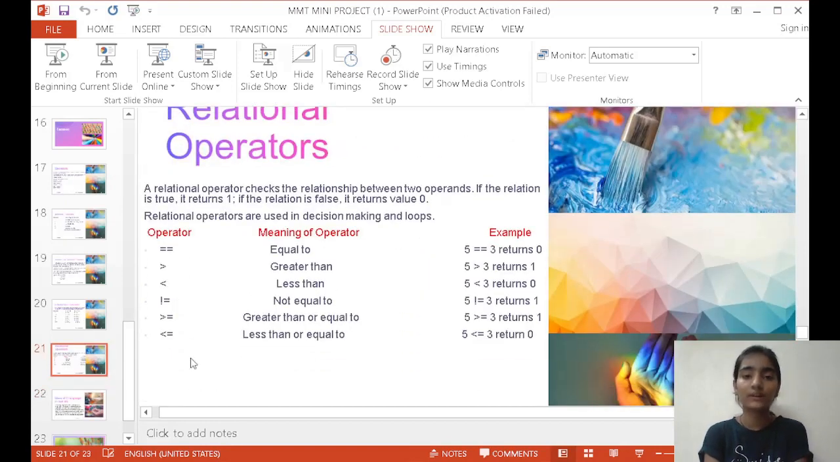Now we will study what are the relational operators. A relational operator checks the relation between the two operands. These are all the relational operators which check the relation between the two operands. So this is the equal to operator, this is greater than, this is less than, this is not equal to, this is greater than or equal to, and this is less than or equal to. Here are the examples of relational operators: 5 is equal to 3, that means it will return 0. Then 5 is greater than 3 means it will return 1. 5 is less than 3 means it will return 0. Not equal to 3 means 1. So like that.